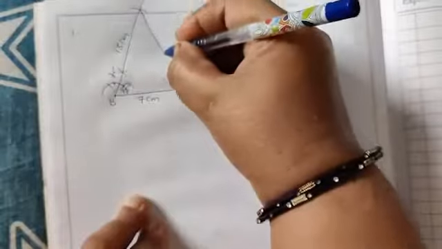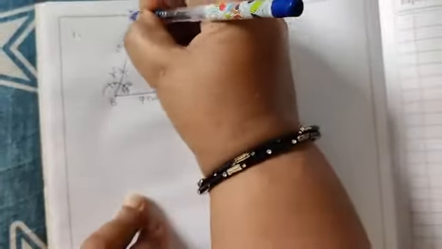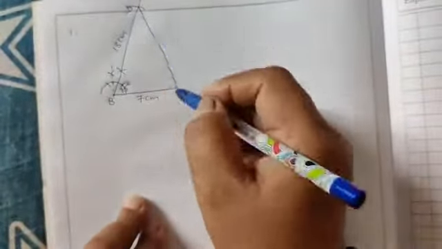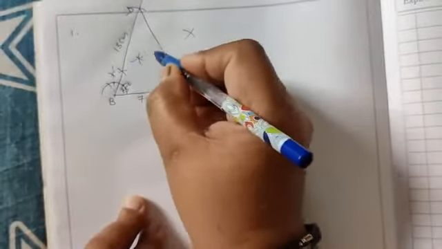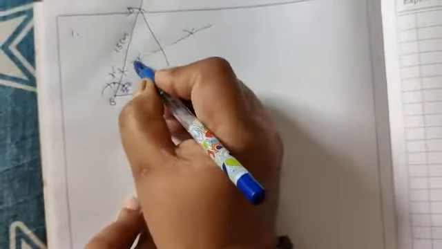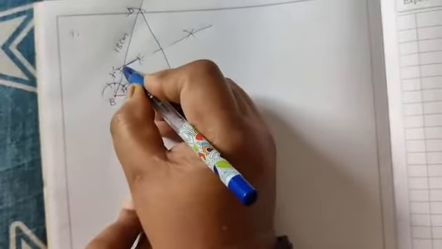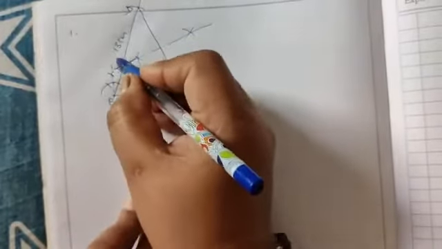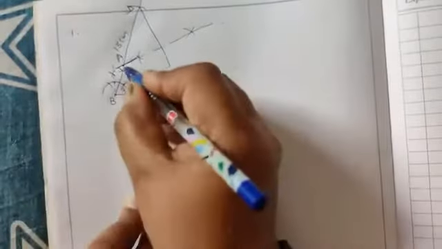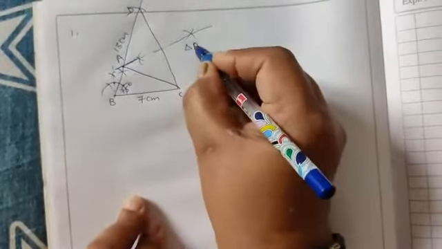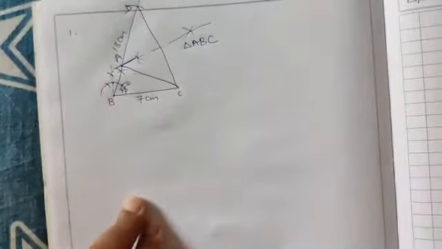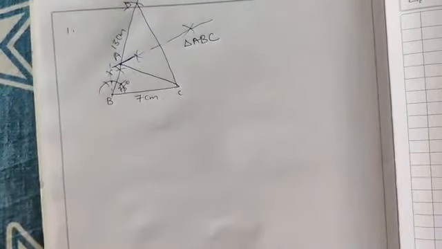Now join. This point is D. Now perpendicular bisect CD. This is the perpendicular bisector of CD, and cut this perpendicular bisector, this BD, at A. Now join AC. Triangle ABC is the required triangle.